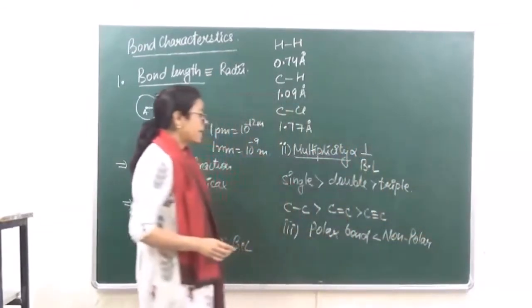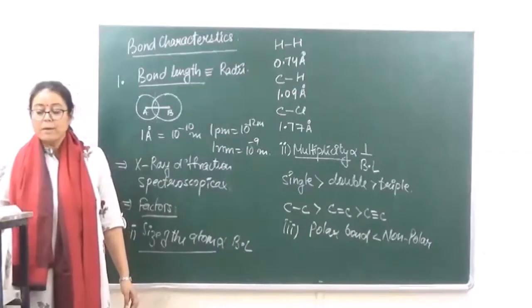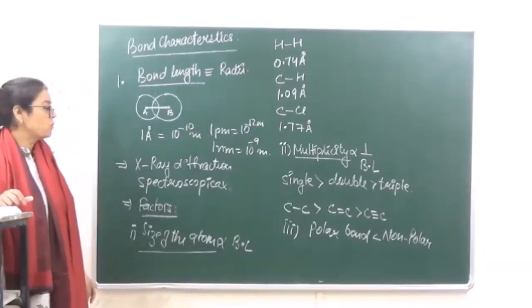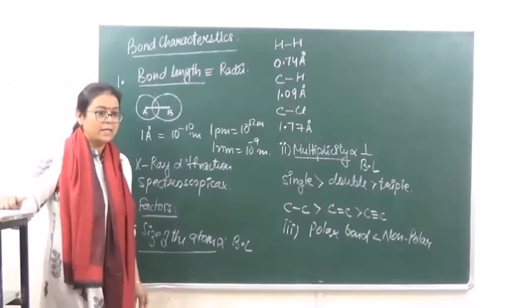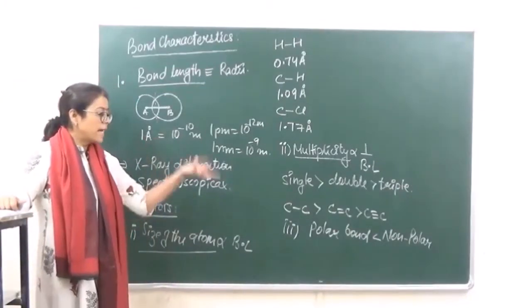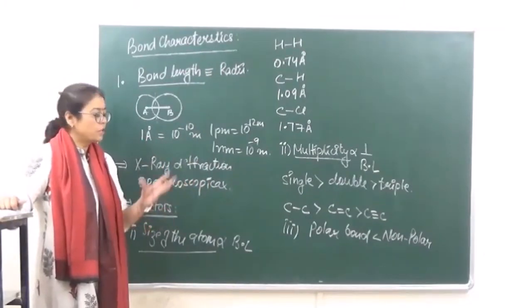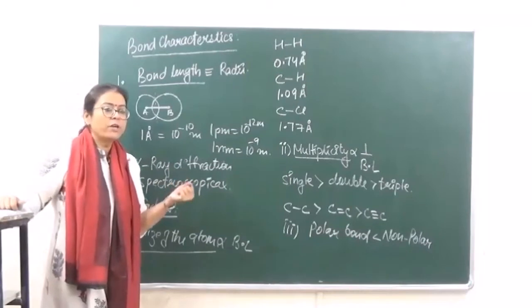So we are saying that the bond length of a polar bond is going to be smaller. Why? Because in a polar bond the forces of attraction are going to be electrostatic, since an ionic character is developed. There is a dipole which is created, with a partial positive charge and a partial negative charge. So the forces of attraction are going to increase.